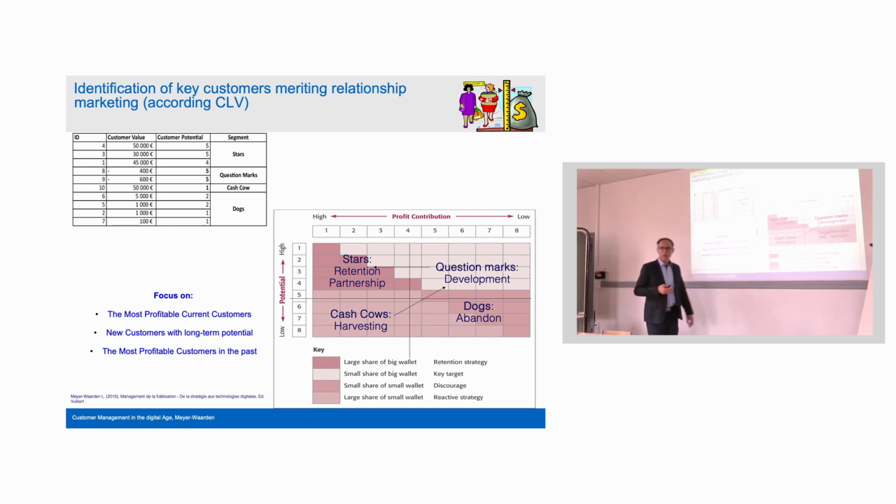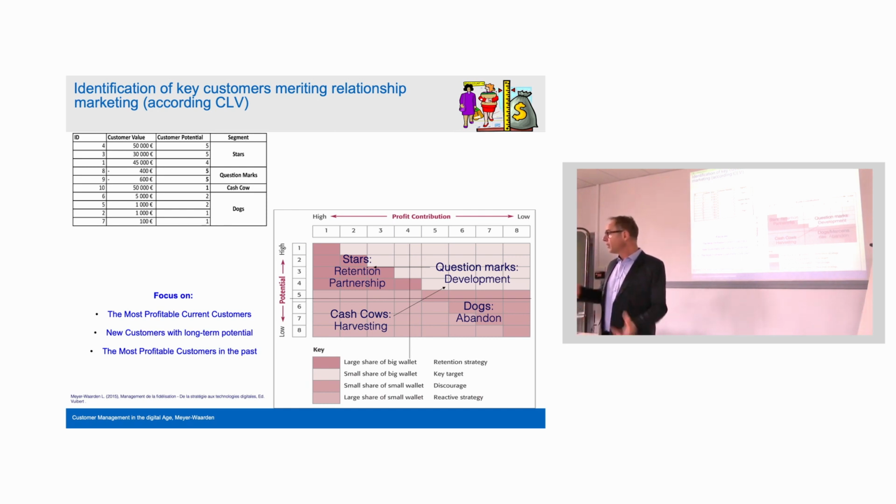Now take the example of a customer portfolio of a bank. You have different types of customers. Customers with high potential but low actual value, for example, students. Customers with high potential and high value, for example, top managers. Customers with high actual value but low potential, which are customers at the end of the profitable life cycle.